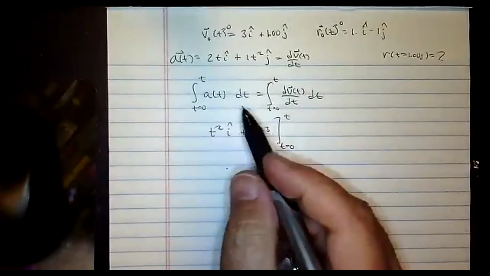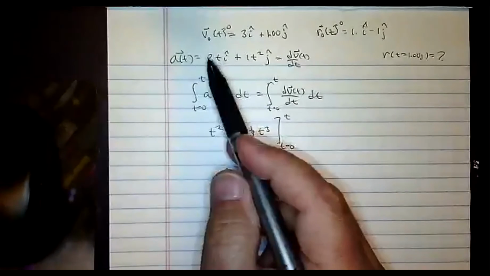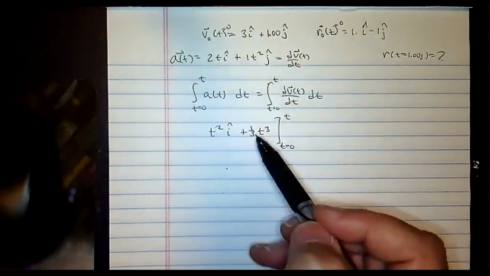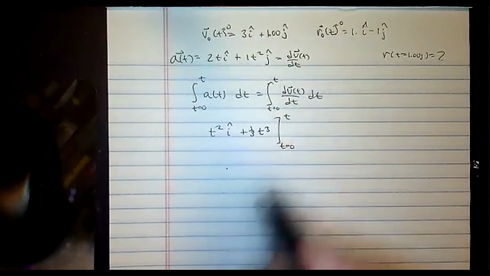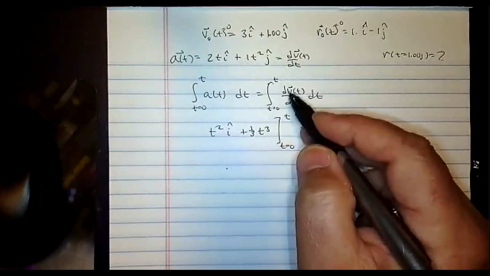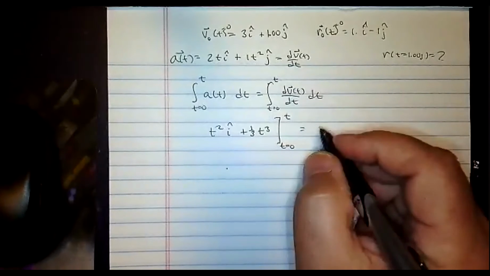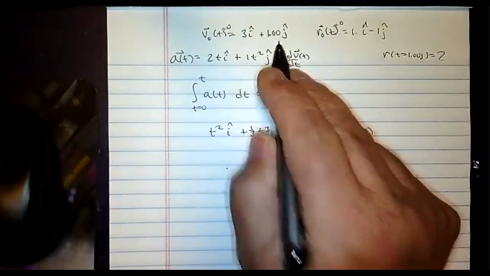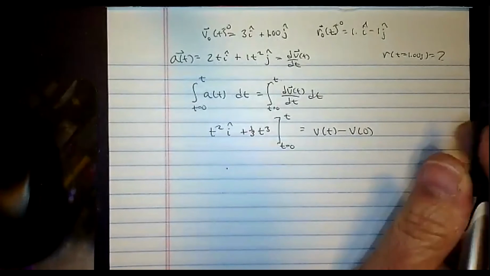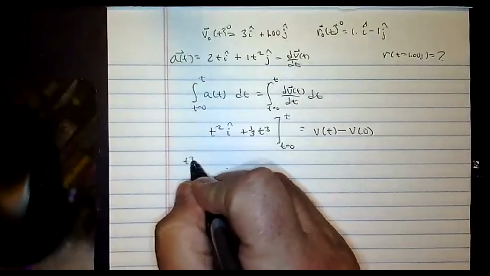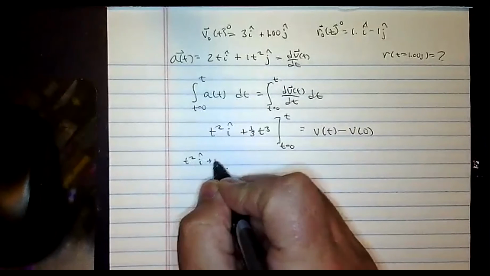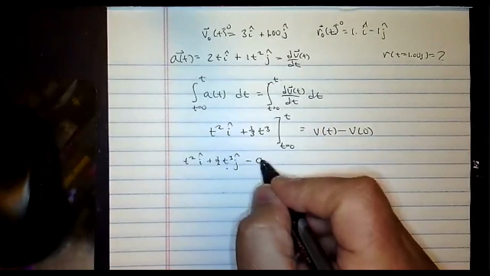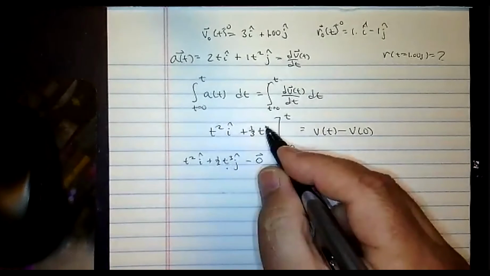Okay, there you go. So what I just did was I integrated a of t. The integral of 2t is going to be 1/2 t squared times 2, so I just got t squared, and the integral of t squared is 1/3 t cubed. So that's the left-hand side. The right-hand side, this is the fundamental theorem of calculus: the integral of a derivative is the original function. So I'm basically going to get v of t minus v of 0, which is that very thing that they gave us. Now I'm going to evaluate that. I'm going to say t squared i hat plus 1/3 t cubed j hat, and then evaluate at 0 is just minus 0, which gives me 0.